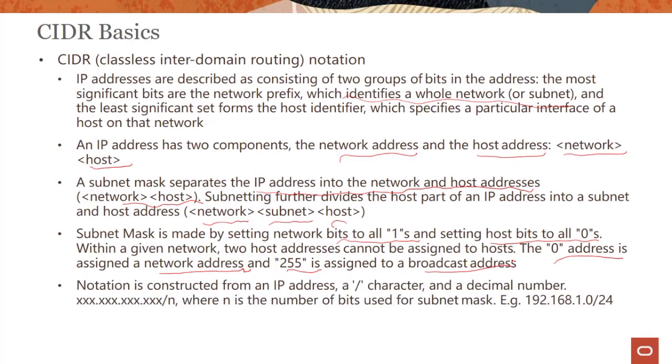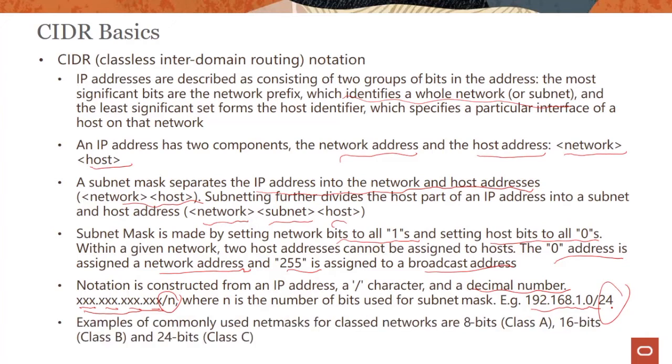In the next slide we'll look into this in more detail, but the notation is a pretty straightforward notation. As you know, IP addresses are 32 bits long with four octets, meaning each is 8 bits. So you have 8 bits here, 8 bits here, 8, 8, and you specify the CIDR notation using this slash character and a decimal number. So you could say something like this: 192.168.1.0/24. That slash 24 is the subnet mask.